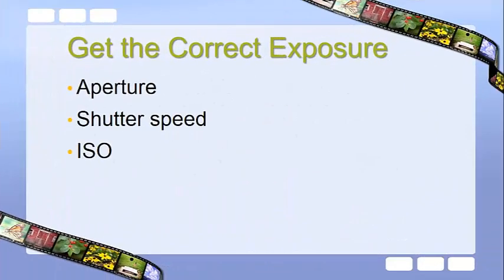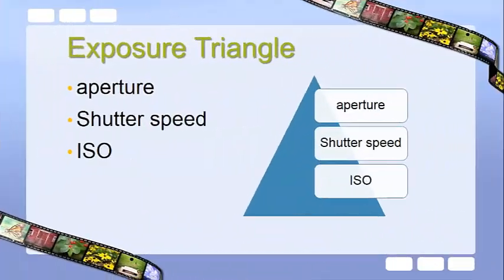The quickest way to ruin a good image is to expose it poorly. There are 3 factors you should consider before taking a single photograph. These are shutter speed, aperture, and ISO. The combination of these 3 factors is called the exposure triangle, and all 3 of them have to be in balance in order to get the correct exposure.